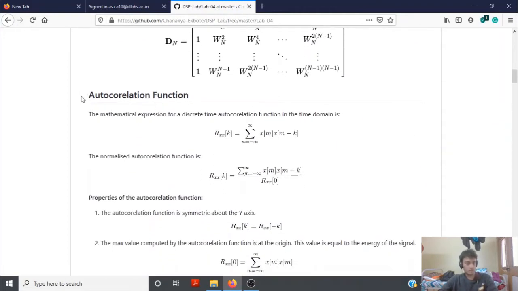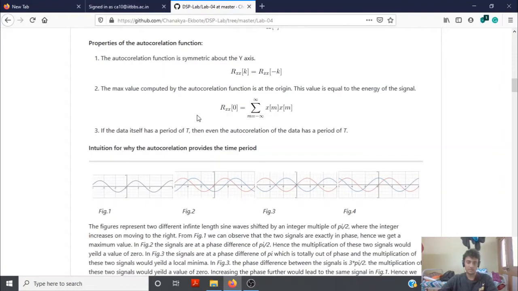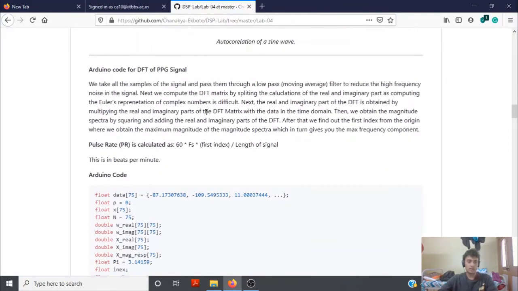Now, I am not going to explain the autocorrelation function because that is something we explained in the last lab itself, so I'm skipping this part. Let's come to the Arduino code for the DFT of the PPG signal. What we essentially do is take all the samples of the signal and pass them through a low pass filter, again just to reduce the high frequency components.